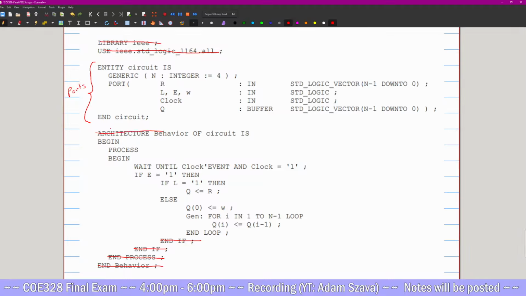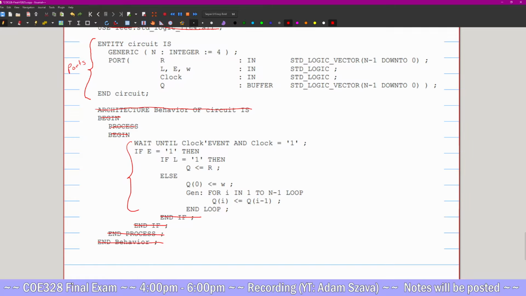And then again, like this, we don't really care about this. We don't really care about process. I mean, I guess kind of important, but it doesn't really matter. This we don't really care about. This is just telling us what's happening, right? This is the actual functionality of the circuit, right? So really there's only a couple lines here that matter.